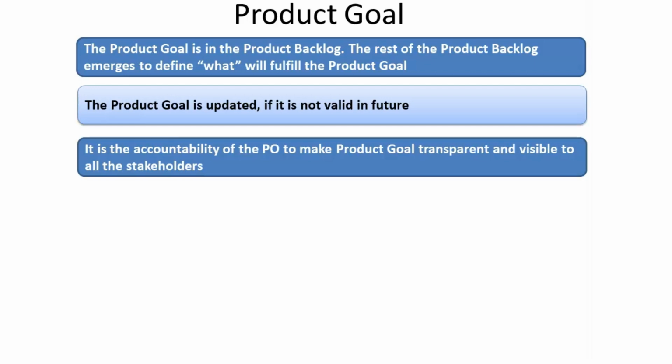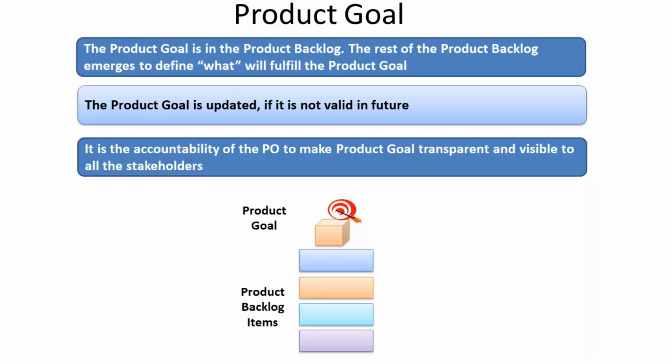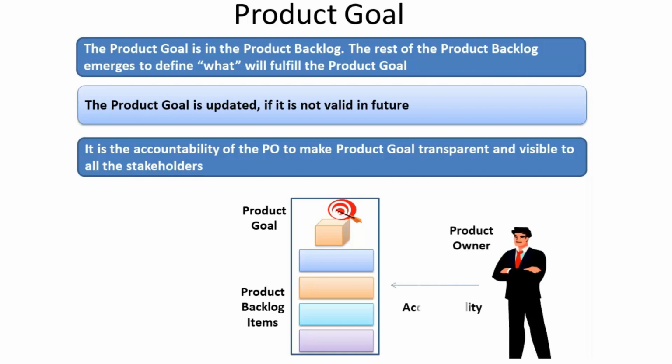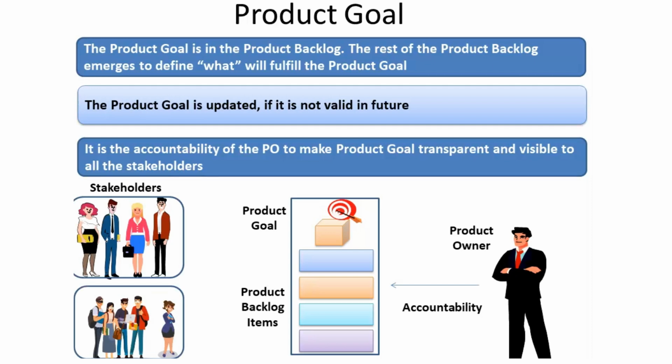Let us understand this better with the help of an example. The product backlog consists of the product goal and the product backlog items. The product owner is accountable for the product backlog maintenance. It is the responsibility and accountability of the product owner to make the product goal transparent and visible to all the stakeholders and the development team.